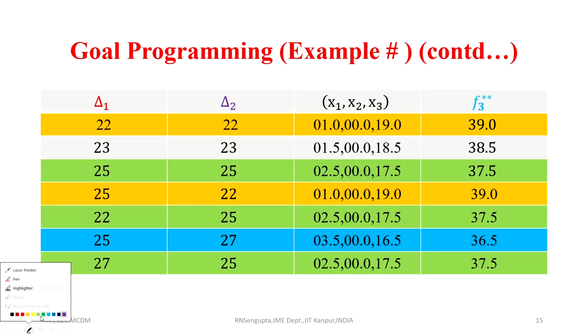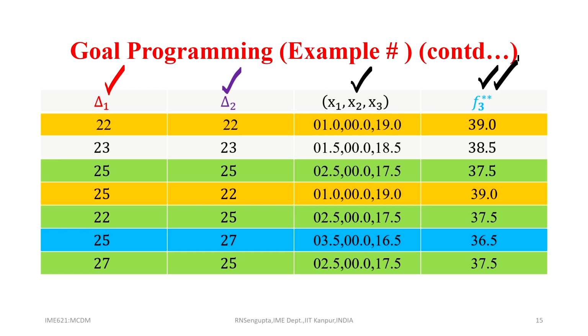The table which is shown here, we do exactly the same analysis. The first column is related to delta 1 values, which are to be subtracted from F1 star. Then the second column are the values of delta 2, which are to be subtracted from F2 star. And the third column and fourth column, where I put a single tick mark and a double tick mark, are the corresponding values of x1, x2, x3, the decision variables, which is in the third column, and the fourth column are the corresponding values of F3 double star.